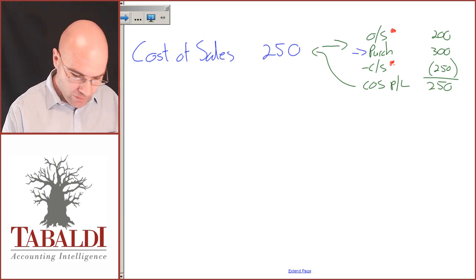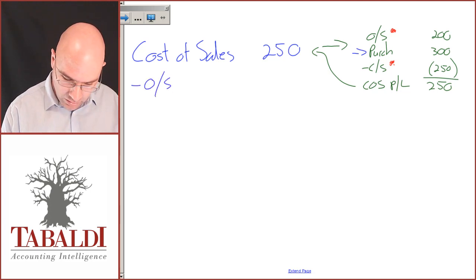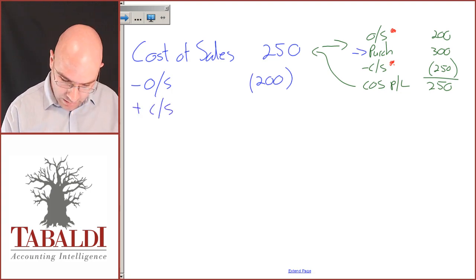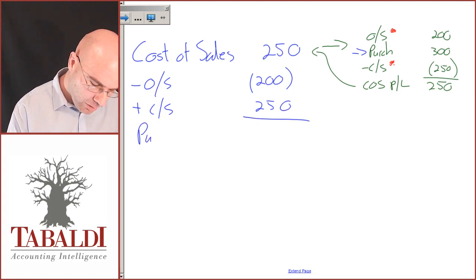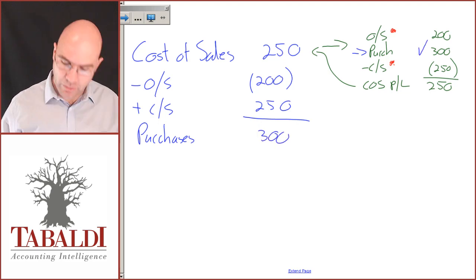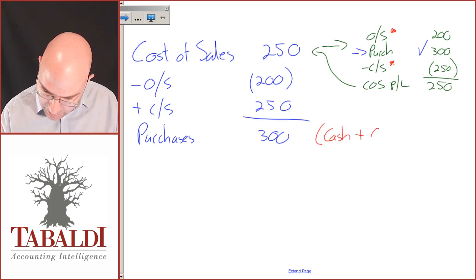So what do I do here? I'm first going to subtract the opening stock figure of 200 from cost of sales. I'm then going to add back closing stock of 250. And this will now give me my purchases figure of 300. So we're back to purchases. But remember, this was purchases that were on cash and those that were on credit.